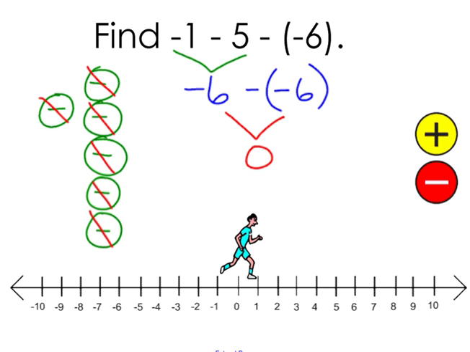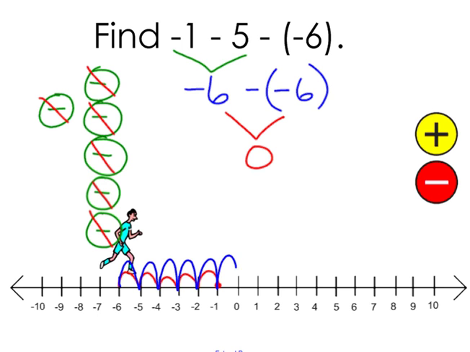Okay, showing this with integer man, he's going to start at negative 1. We're going to take away 5, so we're going to move to the left, 1, 2, 3, 4, 5. And then when we take away 6 negatives, that means he's going to jump to the right 6 places. 1, 2, 3, 4, 5, 6. And that has him ending at 0, just like the chips.